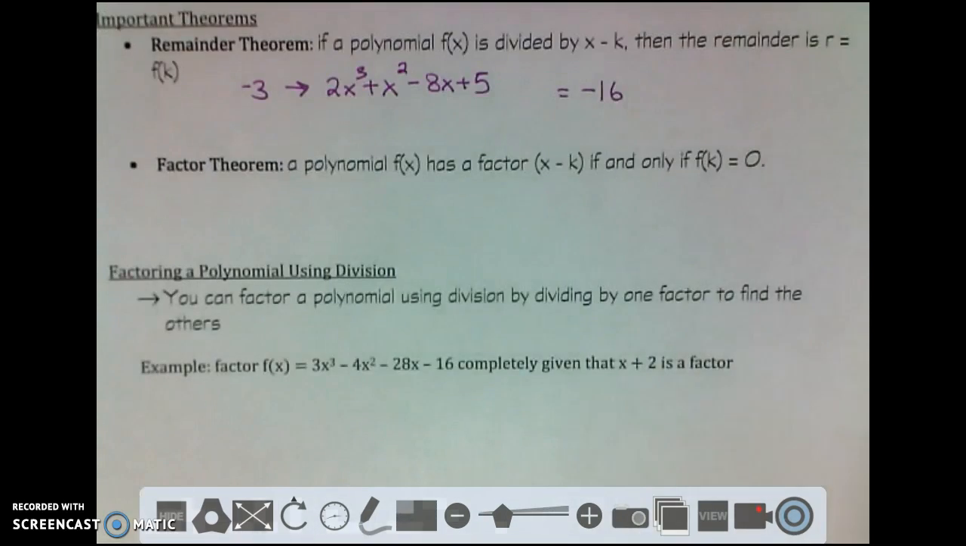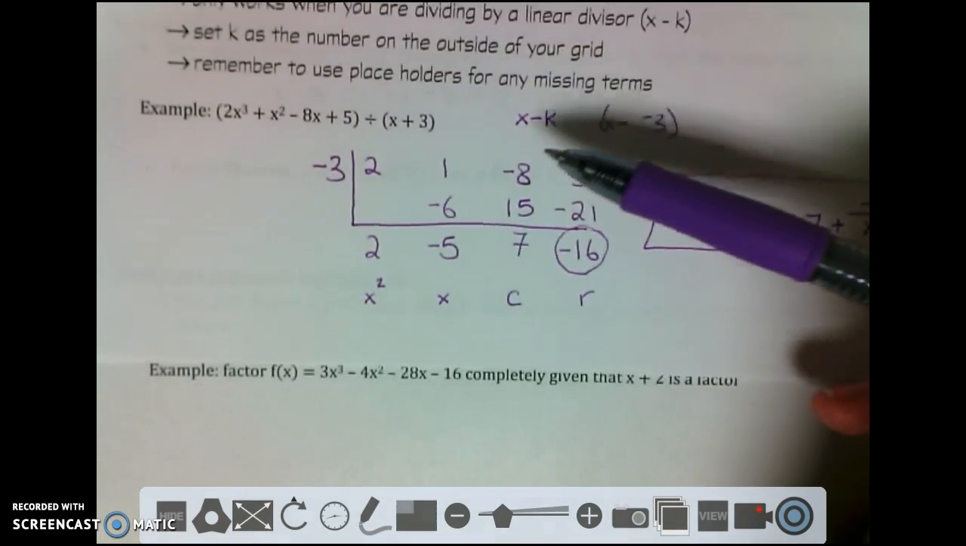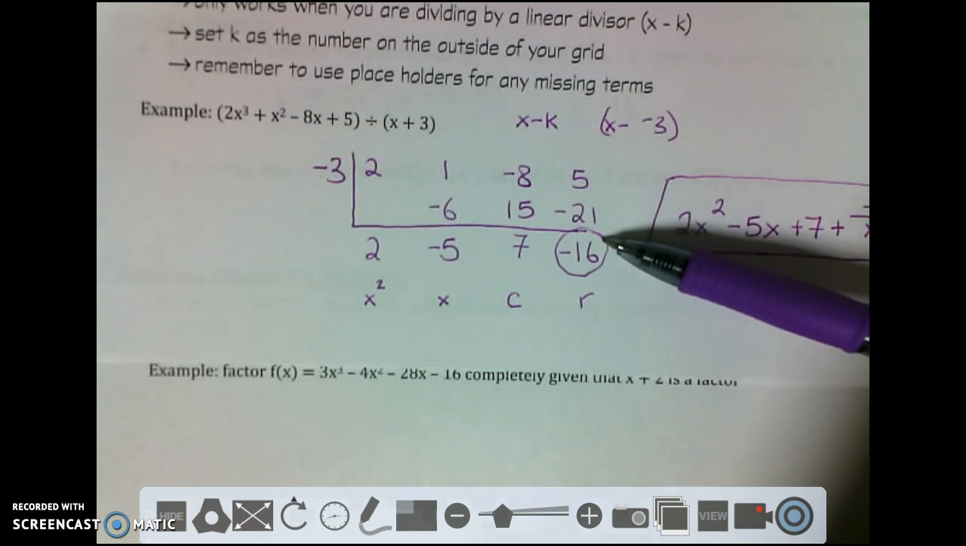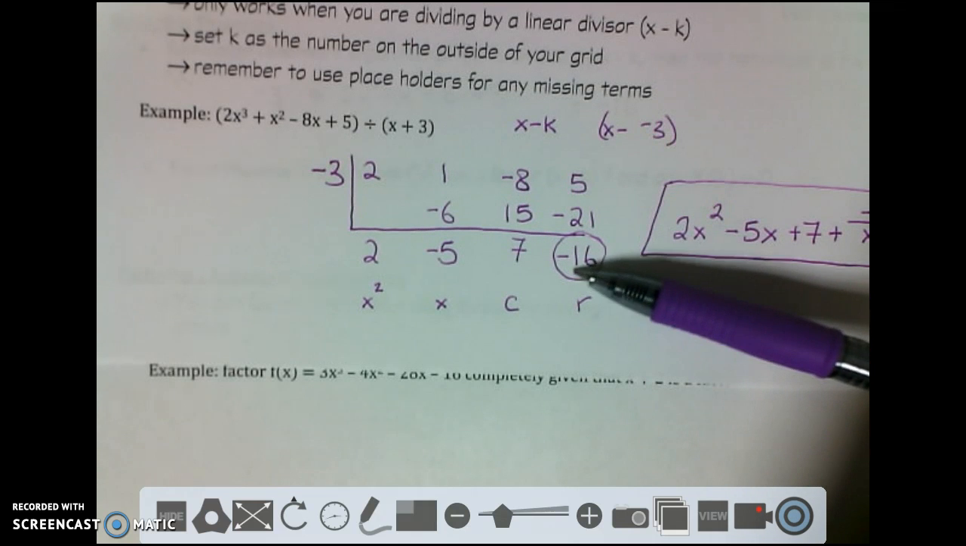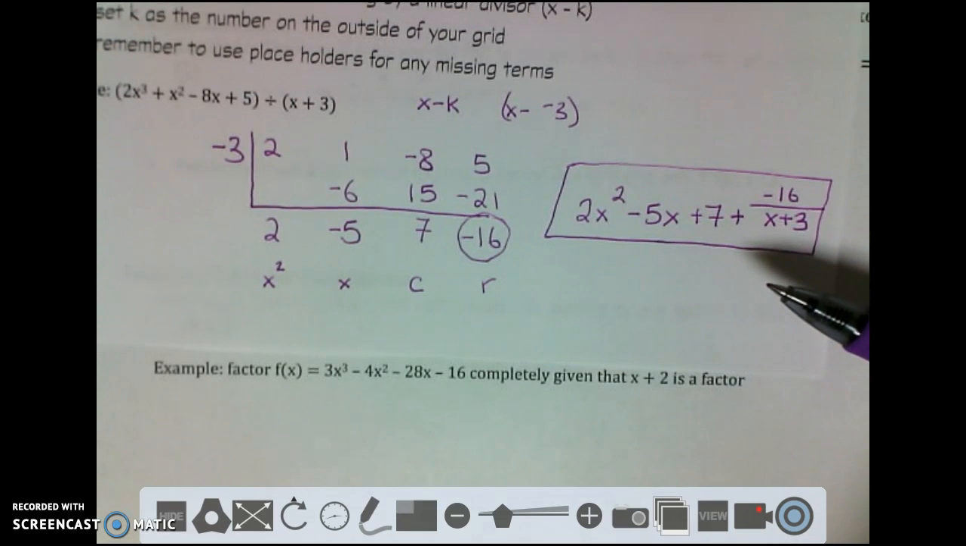So when we do this synthetic division here, when we were evaluating a function for this number, we used synthetic division or synthetic substitution, and this was our number. So f of -3 is -16, which in this case is our remainder when we divide our whole function.